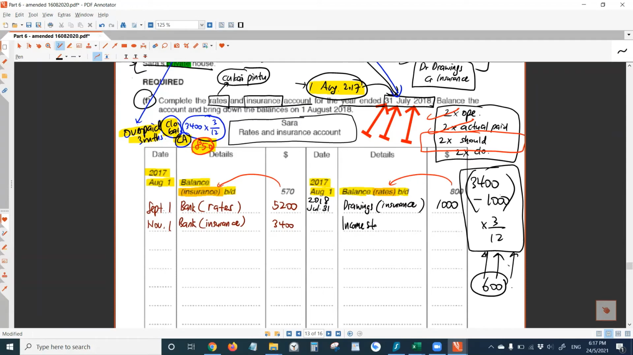Prepare the area for the should amount. Write income statement, one for insurance, one for rates. Prepare them, okay? Now write the closing balances.